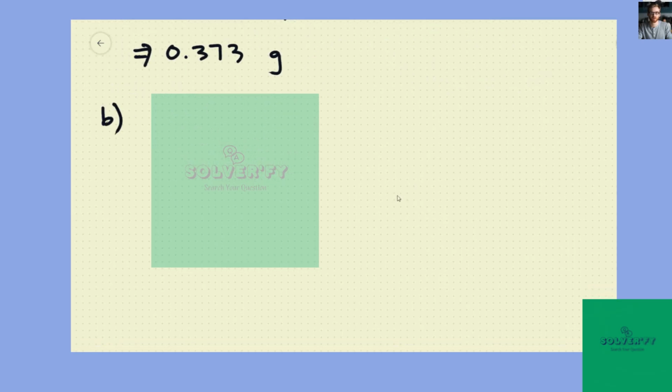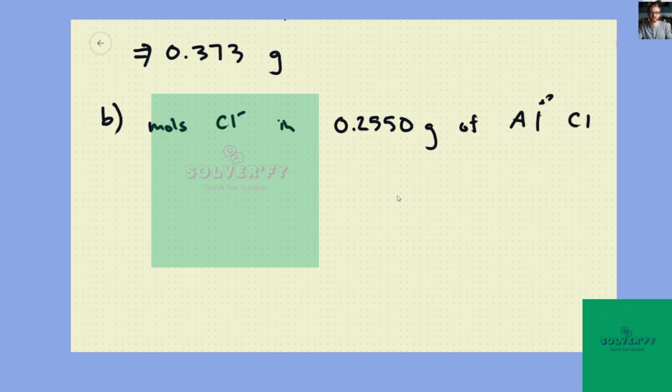Let's look at part 2. We're asked to find how many moles of chloride ions, moles Cl minus, are in 0.2550 grams of aluminum chloride. Aluminum has a +3 charge, chloride has a minus, and so you would need 3 chlorines to balance this out.